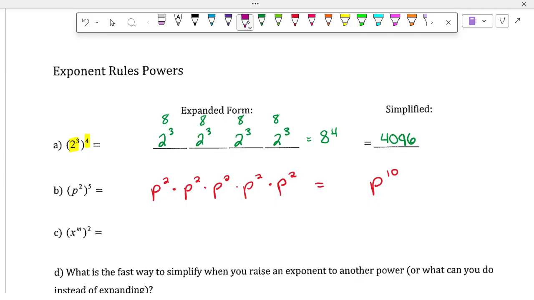And then lastly, x to the m squared is the same thing as x to the m times x to the m. So that would be equal to x to the m plus m, which are like terms. So this would be x to the 2m.